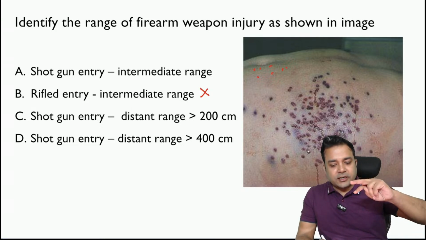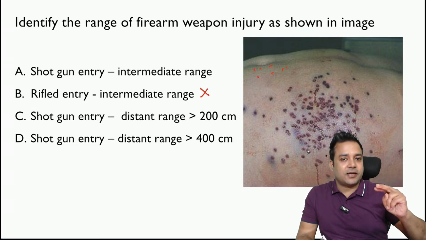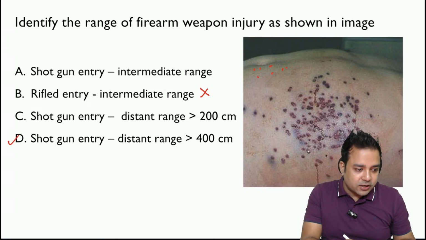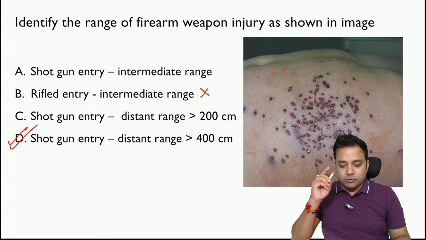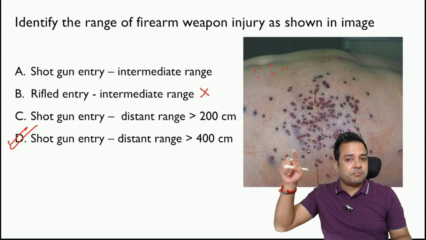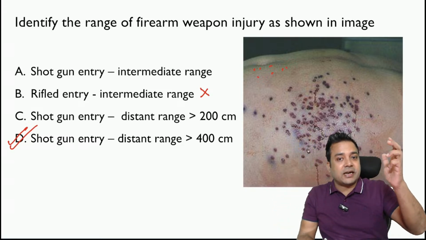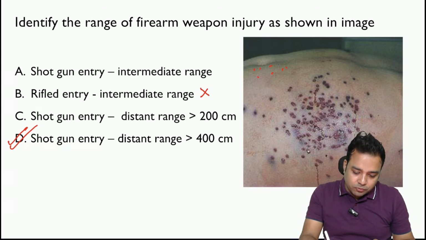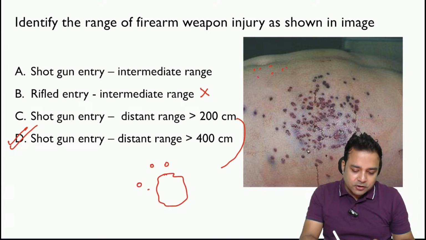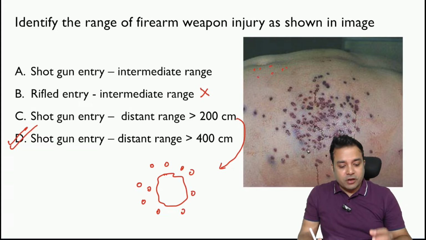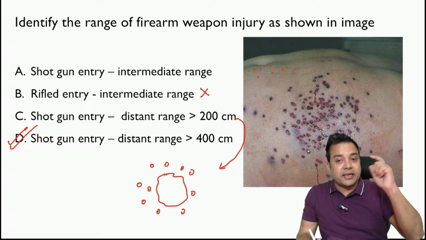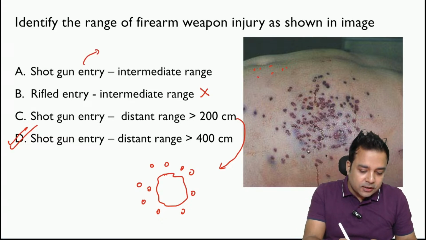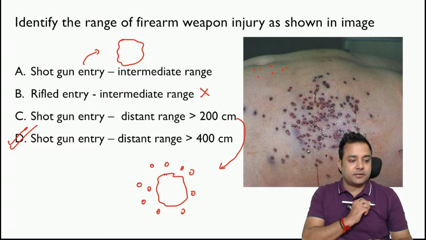Now, is this intermediate range or distant range? The answer is distant range, to be exact, more than 400 centimeters, because what you are seeing here are individual pellet wounds. There is no rat hole with satellite wounds. When will option C become your answer? When I show you an irregular wound with satellite wounds, then your answer will become option C. When will your answer become option A? When I show you only a rat hole entry. Okay.